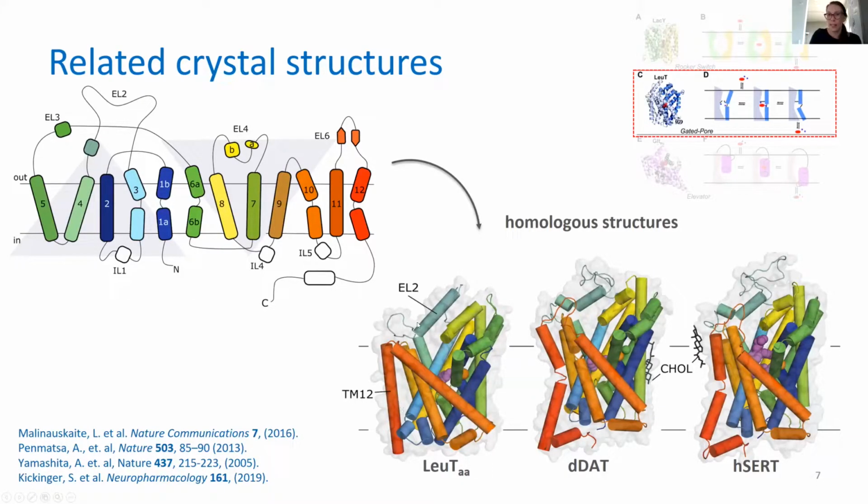And I already said that in the beginning of the 2000s, we had the first structure revealed. It was the bacterial homologue, the so-called leucine transporter. And then in 2013, the next structure was released. It was the dopamine transporter of Drosophila. And then in 2016, right in the beginning of my PhD, the human serotonin transporter structure was released.